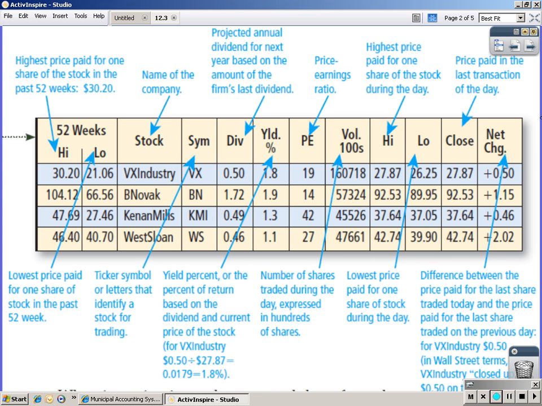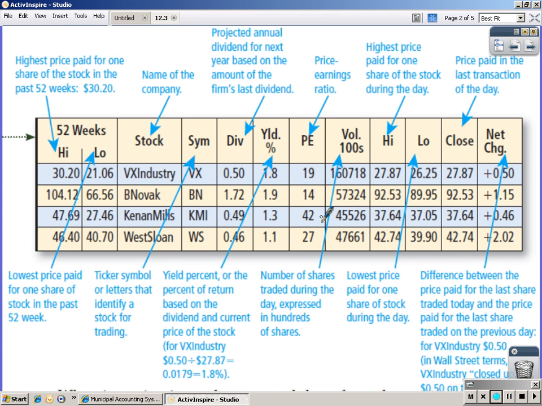This has several stocks listed. Okay, this might be what you see in a newspaper. You see the 52 weeks, the high and the low. You see the stock. You see the symbol for the stock. Dividends that the stock has paid. Okay, its yield, the yield percent or percent of return.